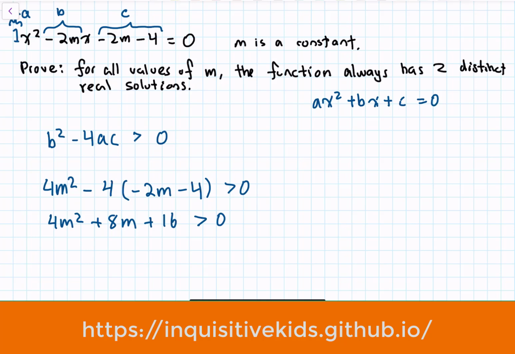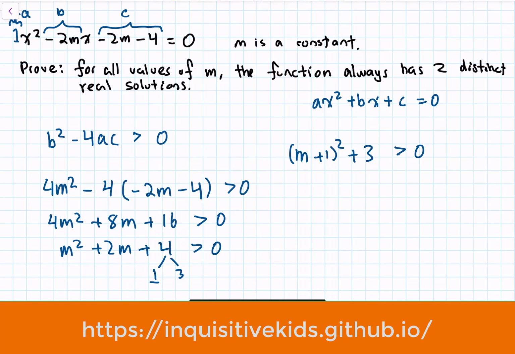And then we can divide by 4 on both sides. m squared plus 2m plus 4 is greater than 0. We can go ahead and factor this. This 4 can be split into 1 plus 3. So let's only use the 1. If we only use the 1, we get m plus 1 squared. And then this 3 we didn't use, so we have to add that on.